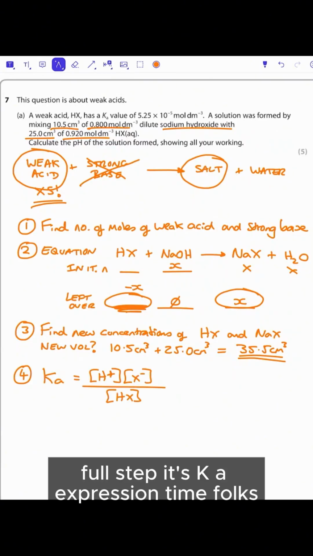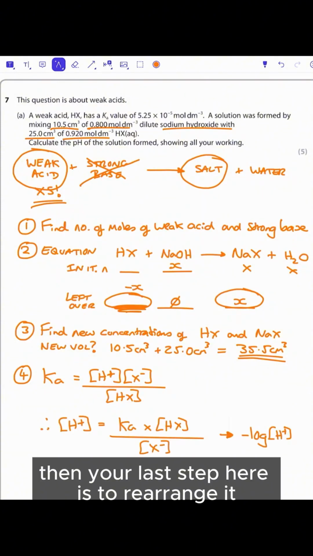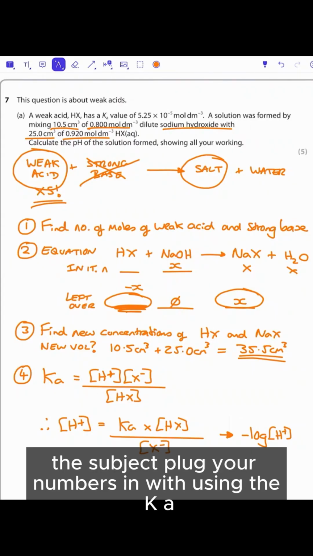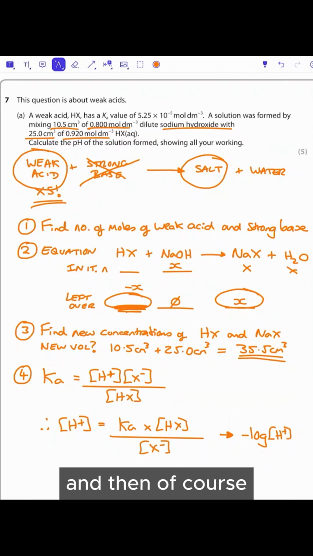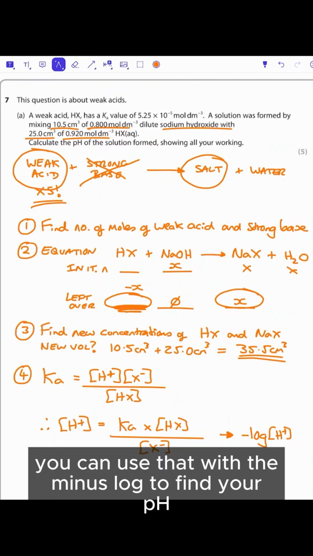Fourth step, it's Ka expression time, folks. So that is our usual Ka expression. Then your last step here is to rearrange it to make hydrogen ion concentration the subject. Plug your numbers in using the Ka that was given to you in the question, and then of course you're going to get your hydrogen ion concentration, and therefore you can use that with the minus log to find your pH.